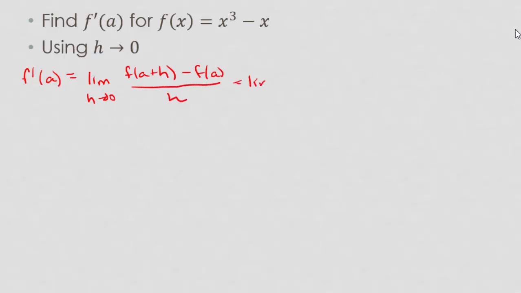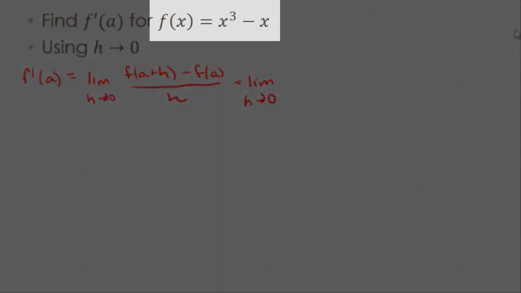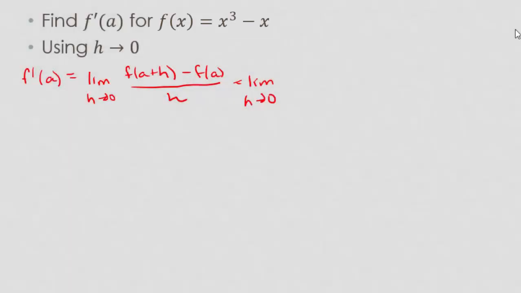So we have the limit as h approaches 0. So here's my function. f of a plus h says to take my function, and everywhere I see x, I write in a plus h. So that is going to be a plus h cubed minus a plus h. Be careful, you do need the parentheses around there.